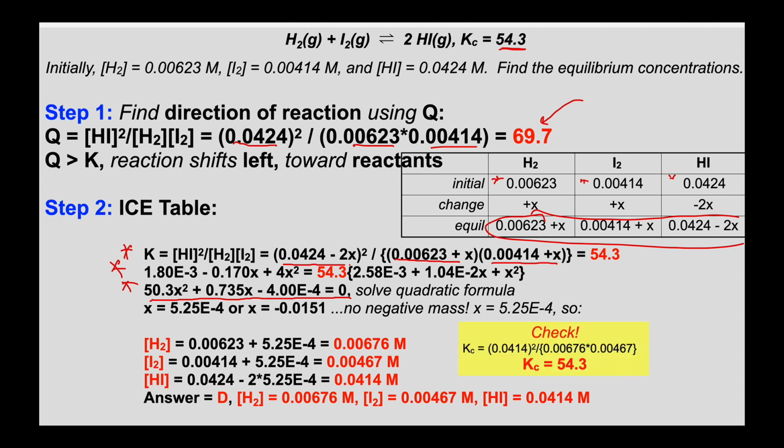Pretty awesome. You can also double check yourself at the end, because products divided by reactants at equilibrium should equal the equilibrium constant, 54.3. So you can see that's what I did right there. I took those equilibrium concentrations and plugged them in. Sure enough, Kc equals 54.3. We got this problem down. So if you can do this, awesome. If you don't, don't worry about it. At least you can see the steps involved.